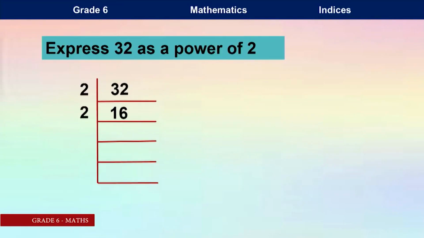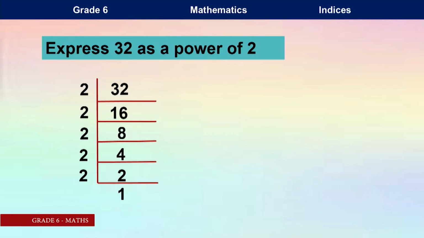16 also we have to divide again by 2, that is 8. 8 also we have to divide by 2. So, what is the answer after dividing it by 2? That is 4. Again 4 also we have to divide, my dear children. You have to divide these numbers again and again by 2 until 1 comes. Then after dividing 4 by 2, the answer is 2. 2 again you have to divide by 2. Okay, we have come to 1 because 2 divided by 2 is 1.